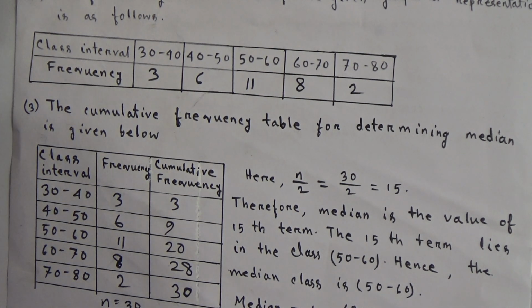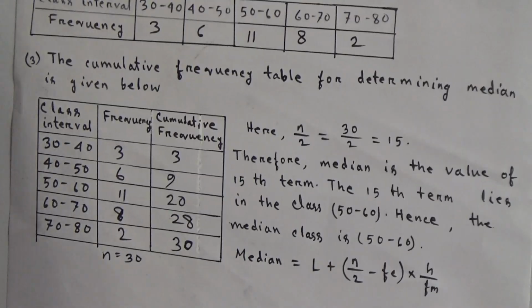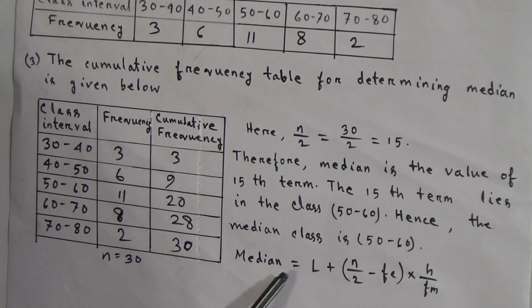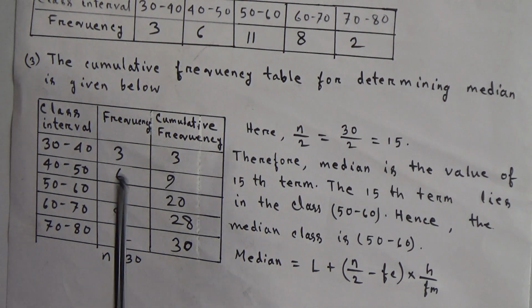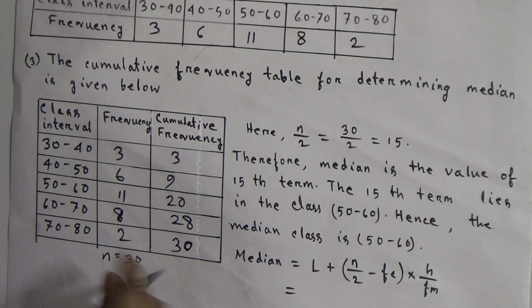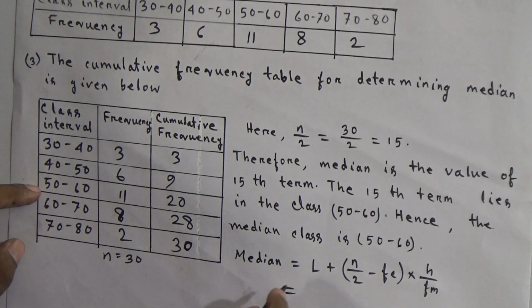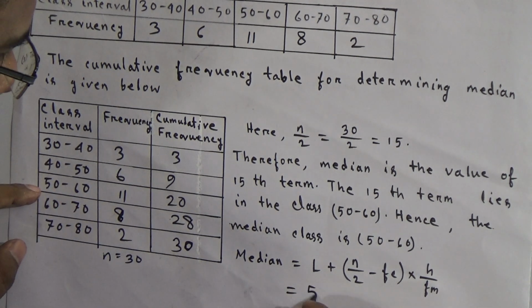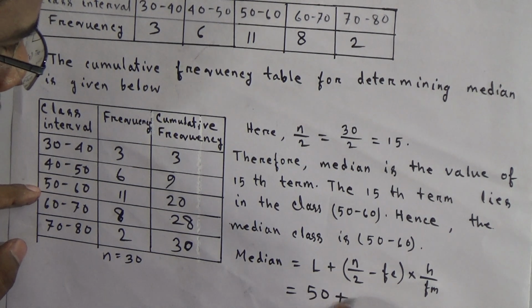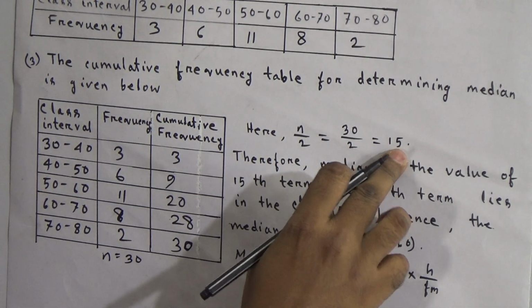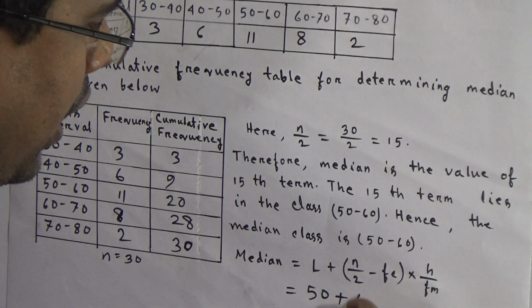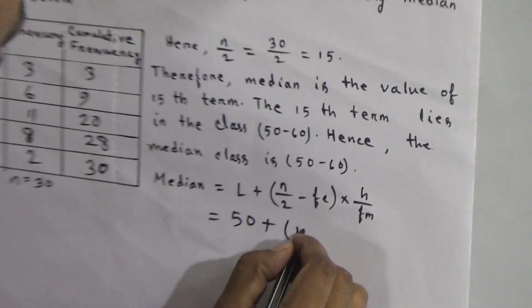Now using this formula, easily we can find the median. Here the formula is median equals L plus (n by 2 minus Fc) into h divided by Fm. Now what is L? L is the lower value of the class interval. Median class is 50 to 60 and its lower limit is 50. So the value of L will be 50. Plus n by 2, we have already found it. Its value is 15.